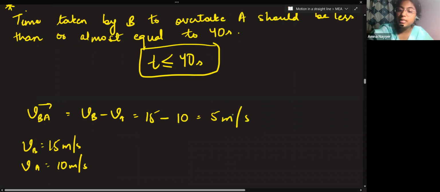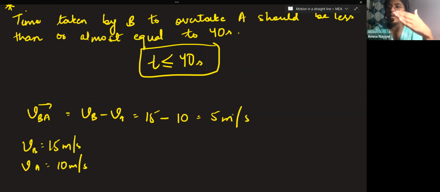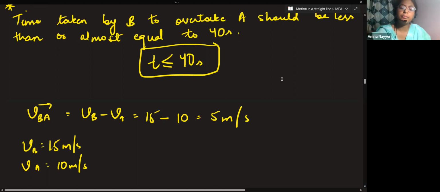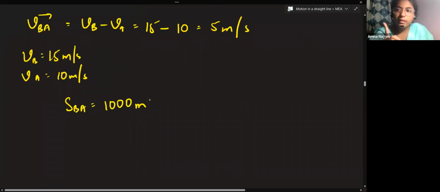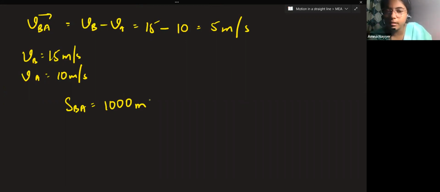And here this plus 5 meter per second is symbolizing that VBA means the net velocity. This is pointing in which direction? This is pointing towards the right, because obviously car B is moving towards the right. Now the separation between them will be 1000 meters. SBA will be 1000 meters, and we'll take it as plus 1 kilometer, it's given, no? So I've converted it into its SI unit, meter. Meter is the SI unit of length.